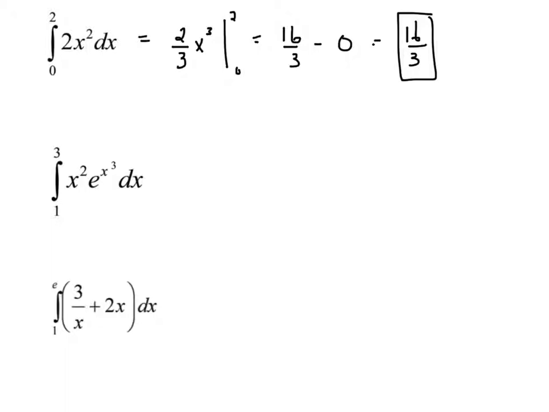Next, this one I look at, I've got a product. I've got x squared multiplied by e to the x cubed. Besides the fact that there's a product, I look at the fact that if I made u x cubed, the derivative of that would be 3x squared. Maybe I could get rid of the x squared term through substitution. So that's what I'm going to try and do.